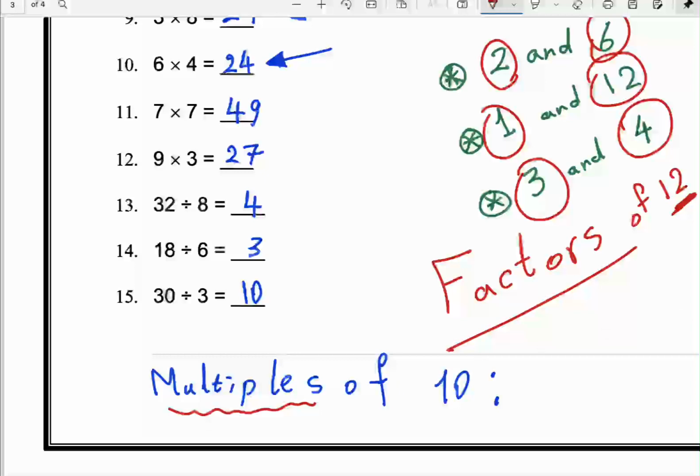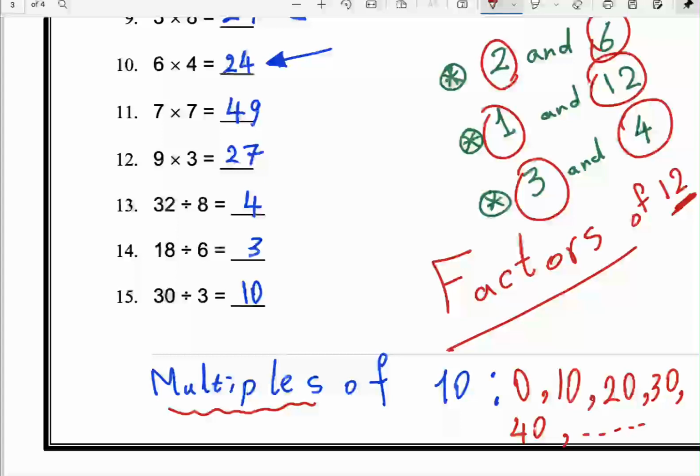Okay, Muhammad Kumail. Yes, teacher. The multiples of 10 is the times table of 10. 0, 10, 20, 30, 40, 50, 60, 70, and so on, 100. Yes, thank you, my hero. Khalid Walid, any problems?